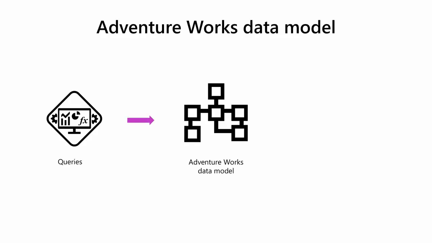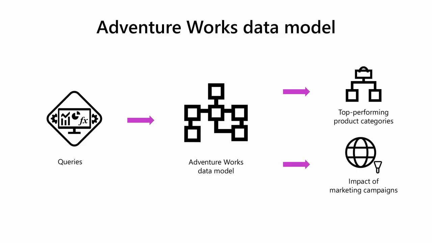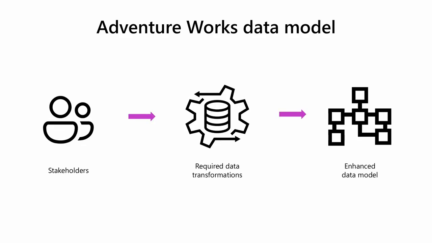For example, AdventureWorks' sales department wants to identify the top-performing product categories for each region, and the marketing team wants to understand the impact of marketing campaigns within specific territories. Understand these analytical requirements and objectives so you can redesign a data model that implements all these requirements from the stakeholders and management team. Based on your assessment, you've decided to redesign the data model as a snowflake schema.